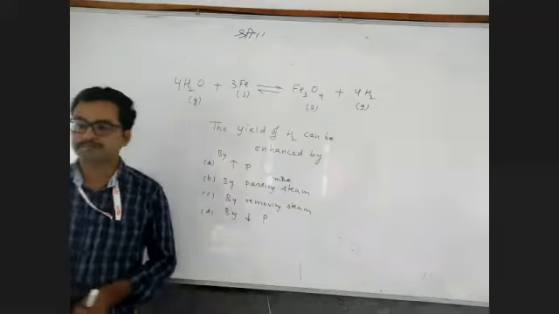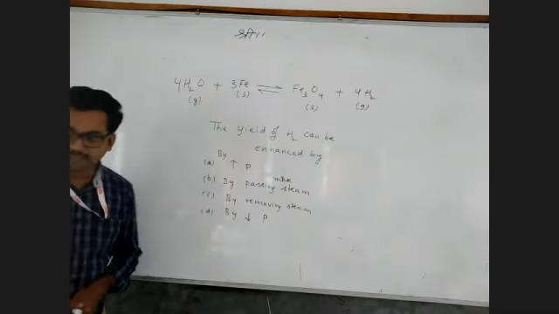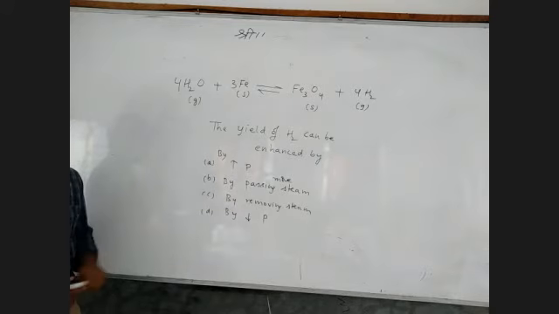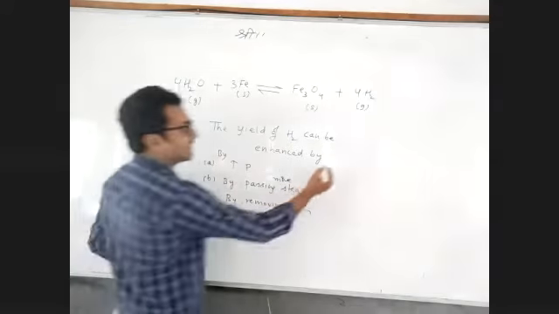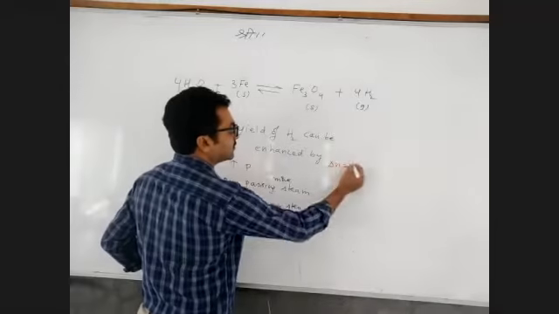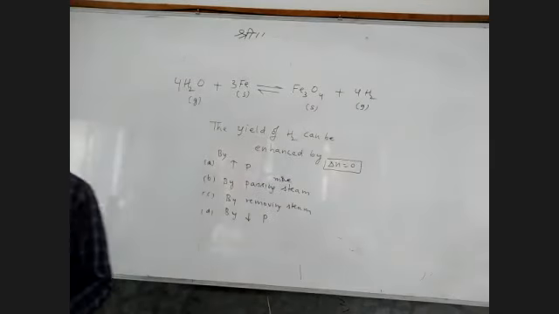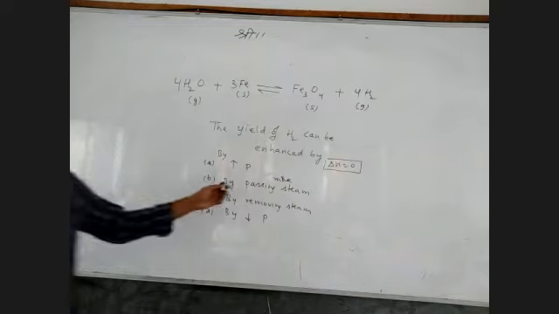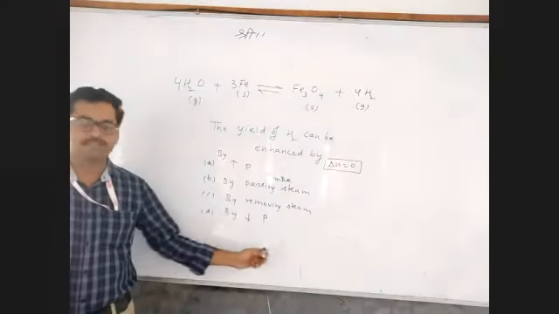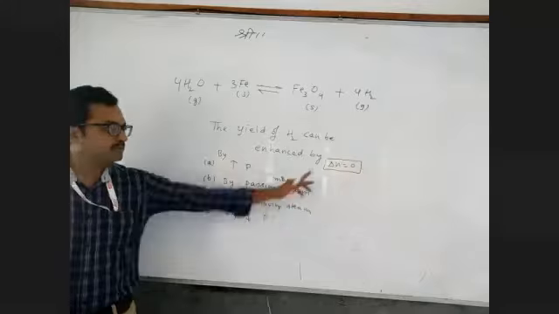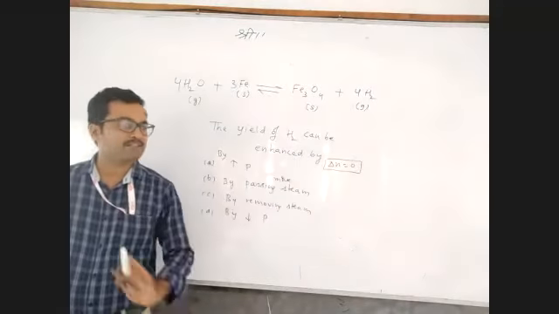Yes, tell the answer. B or D? B. So first of all, I asked you what is delta N? Delta N value how much? Delta N 0 means is there any pressure effect, children? No. That is why by increasing the pressure or by decreasing the pressure, there is no effect on the equilibrium, because delta N is 0, pressure has no effect.